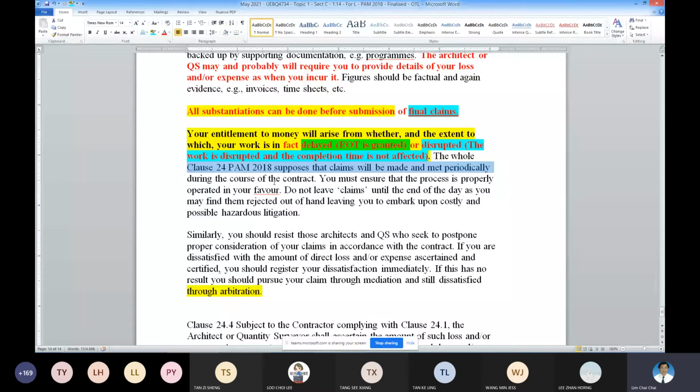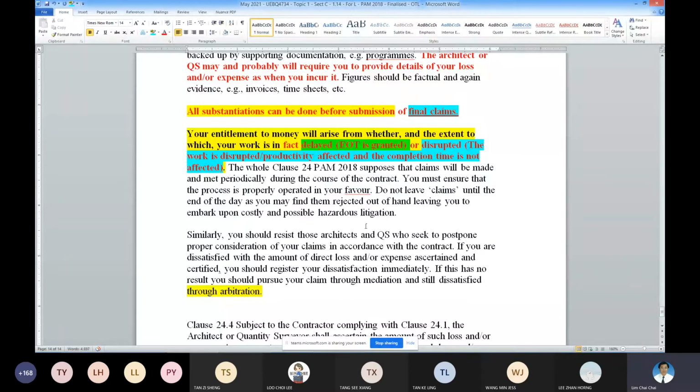Disrupted, or put here, affected. Okay, so this is the meaning here. Disrupted means productivity affected. Then you submit your productivity calculation. For EOT, you submit your prolongation cost and then your prelim item claim. Okay, so these are the two big differences in terms of your claim submission.